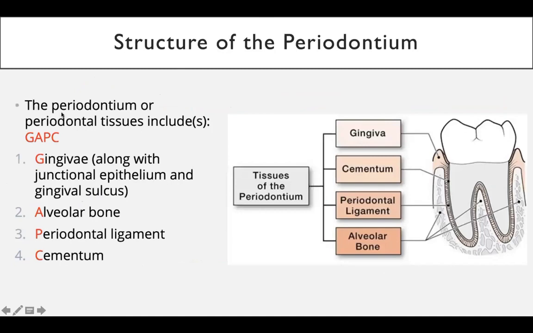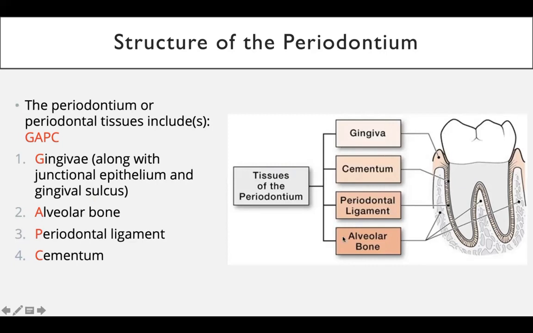Okay, so again, the structure of periodontium. Periodontium has four tissues. We have named the mnemonic GAPS: gingiva, along with junctional epithelium and gingival sulcus, alveolar bone, periodontal ligament, and cementum. On the right side, we can see the tissues of periodontium. From here, gingiva, also known as gums in layman's terms. The medical term is gingiva, however you prefer to say it, it's okay.